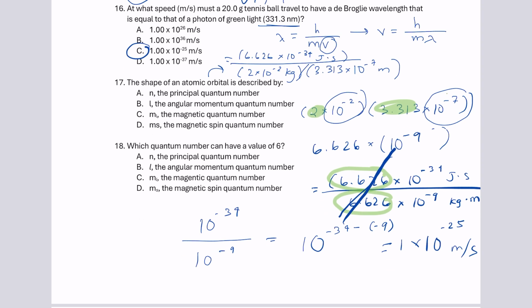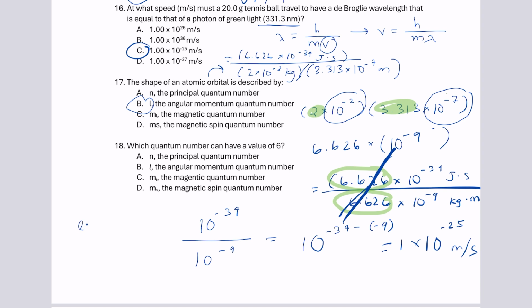Problem 17 says the shape of an atomic orbital is described by blank. Is it the principal quantum number, n? Is it the angular momentum quantum number, l? Is it the magnetic quantum number, ml? Or the magnetic spin quantum number, ms? The shape of an atomic orbital is defined by the angular momentum quantum number l, which defines the orbital subshell type and overall geometric structure. The possible values of l correspond to different shapes.